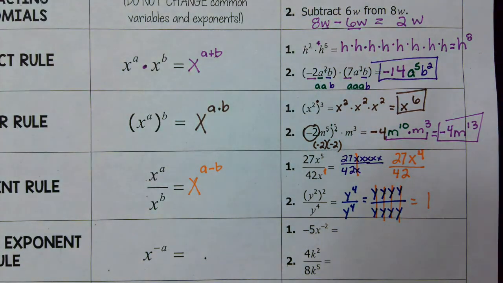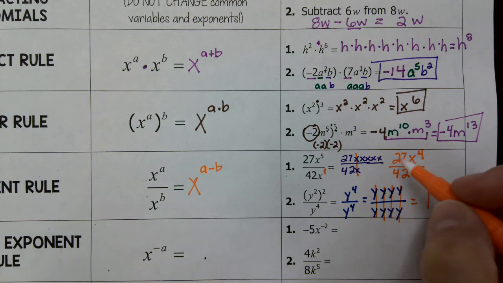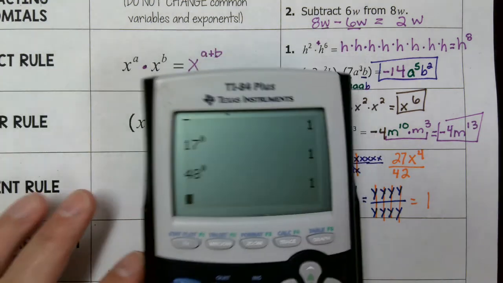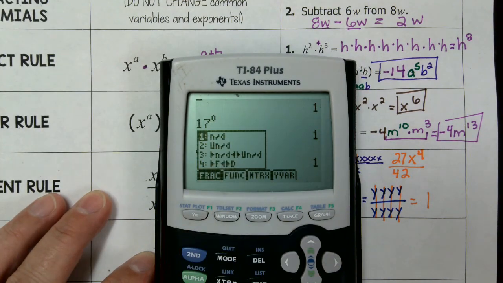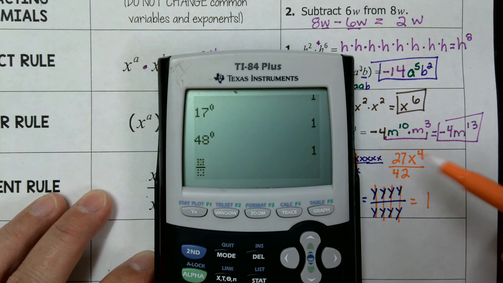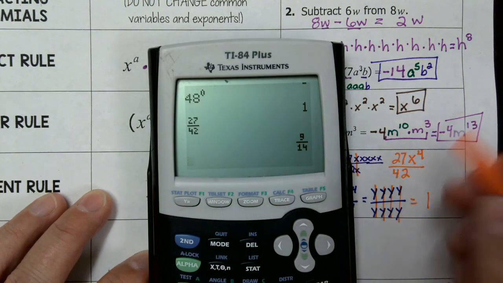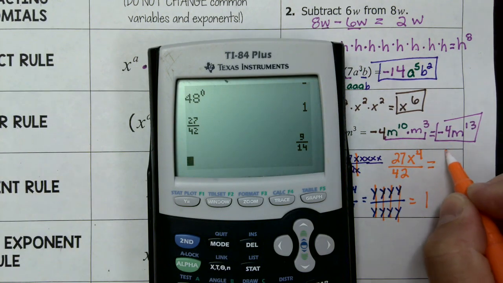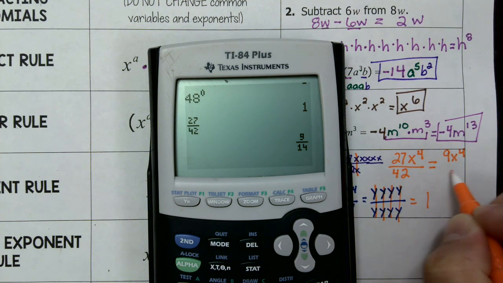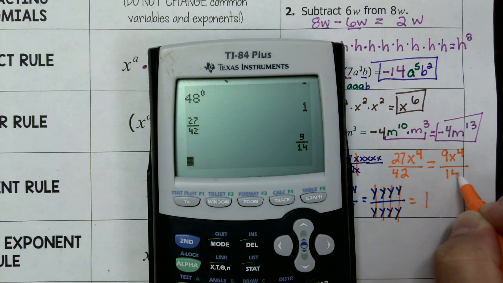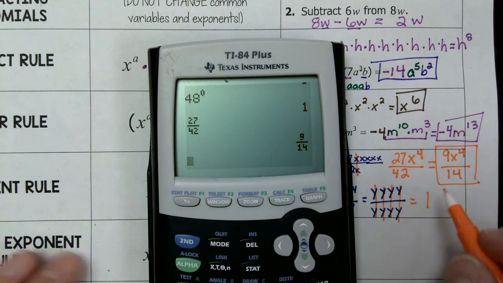Then we can look at my coefficients, and I have 27 over 42. So we can always use our calculator to reduce or see what happens. So I have 27 divided by 42, and that simplifies to 9/14. So here we go. We have 9x to the 4th divided by 14, and that is my answer there.